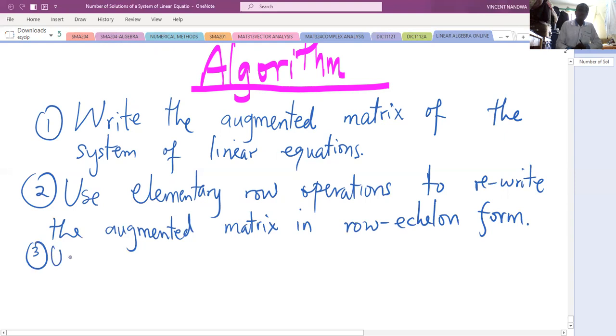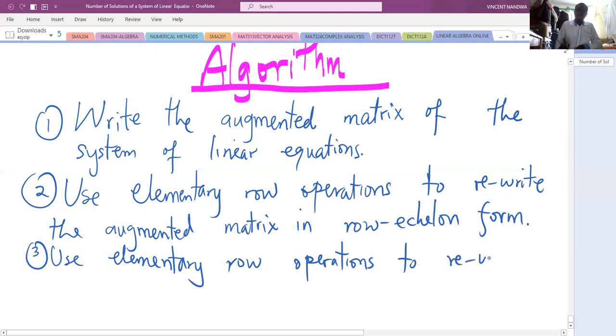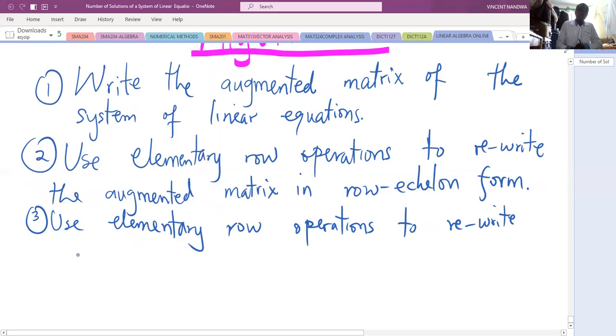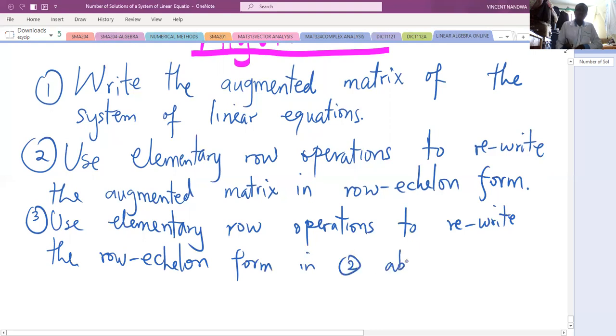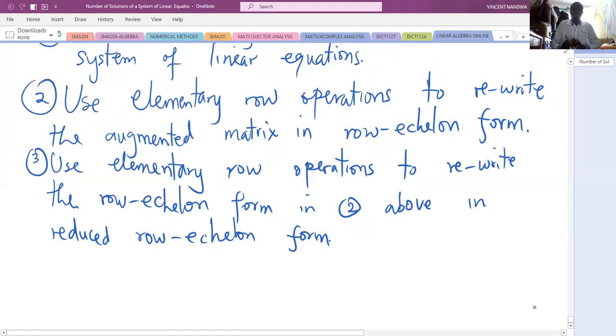Number three, use elementary row operations to rewrite the row echelon form in reduced row echelon form. If you don't know how to write a matrix in row echelon form and reduced row echelon form, please watch the previous videos.